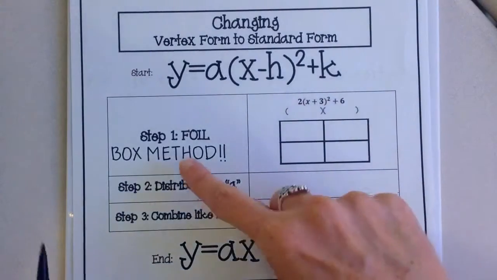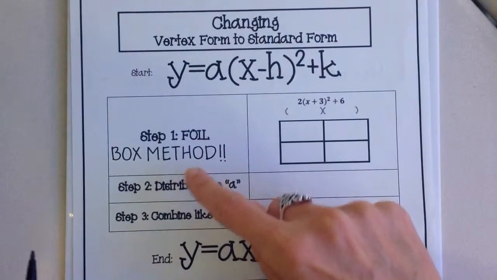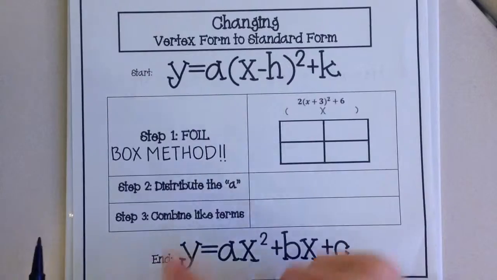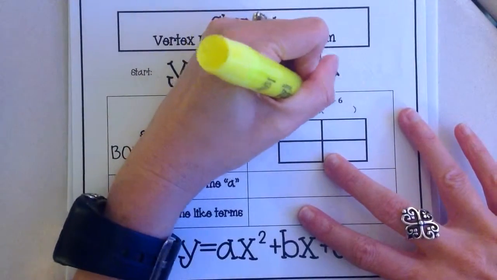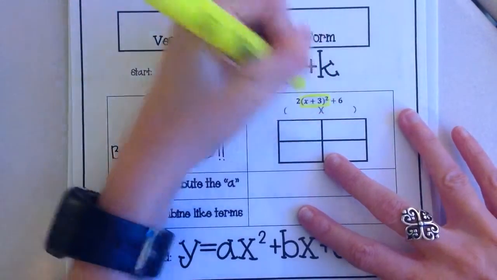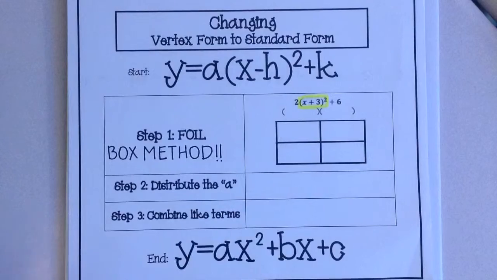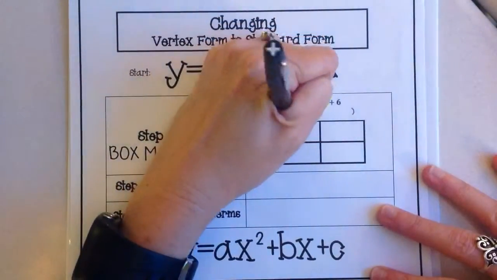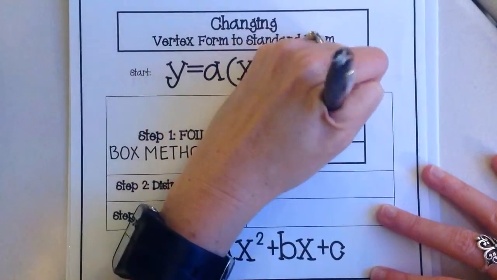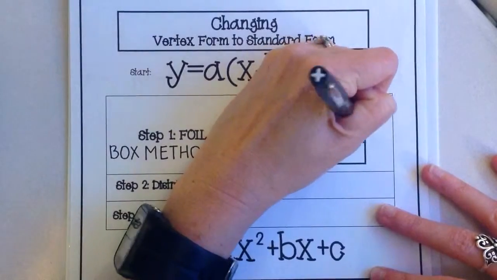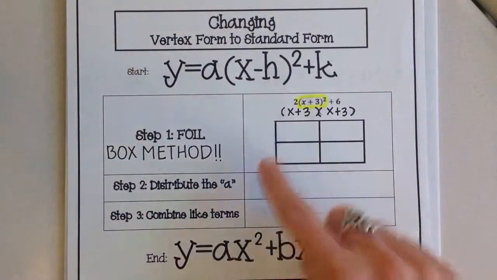So step one says FOIL, but I want you to make note on here that I'm really meaning the box method. FOIL is just another name for box method, so we got to take care of that first. So I am going to, again, focus my efforts on the parentheses squared part. So I've got x plus 3 squared, which, as you know, is the same as me writing x plus 3 times x plus 3. So that's why those empty parentheses are there. And now you can see I've got a box.